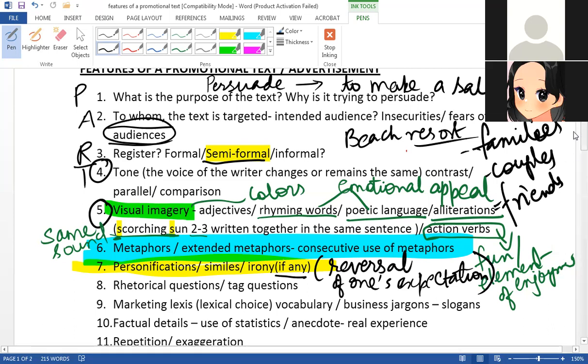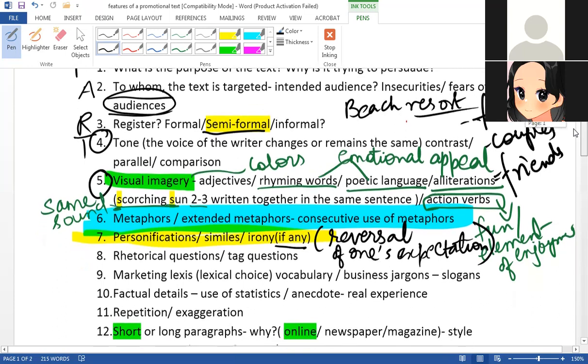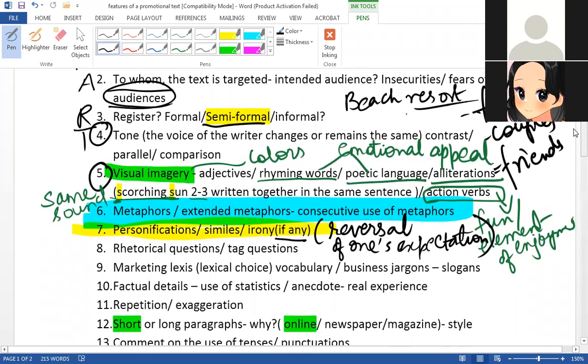All right, let's proceed. Aisha, we are going smooth. Are you able to get the feature so far? Shiza beta? Yes, miss. Okay, that's lovely.